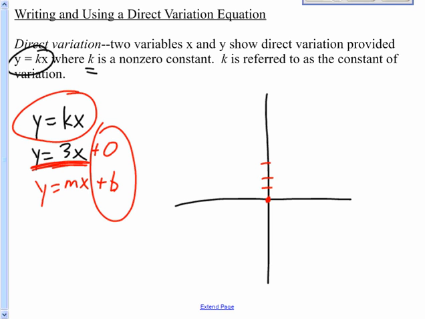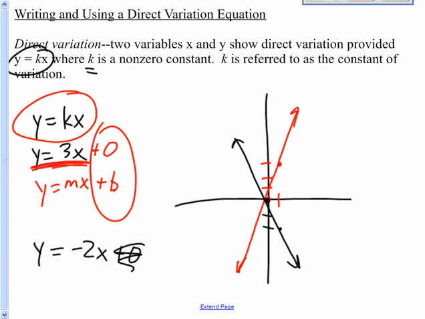And then it's going to just go up 3 over 1 in this case. So that's an example right there. Y equals 3x, right? That's an example of a direct variation equation. Here's another one. How about y equals negative 2x? Again, what's your b? Well, 0, right? So we don't even bother to write that. So we know it goes through the origin and it goes down 2, right 1.